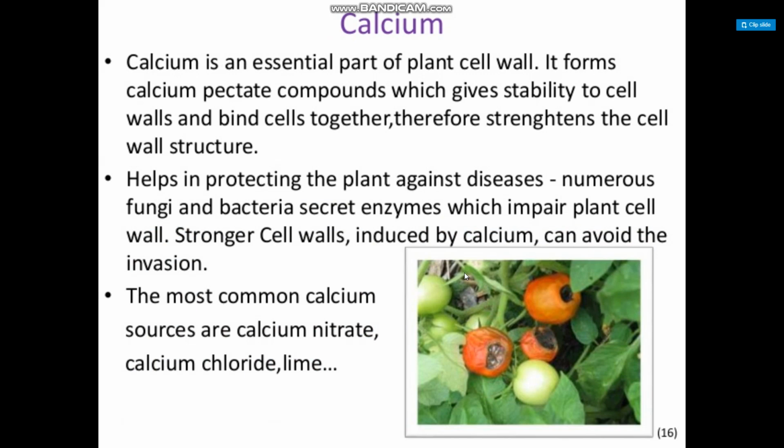The next nutrient is calcium. Calcium is an essential part of the plant cell wall. It forms calcium pectate compounds which give stability to the cell wall and bind cells together, therefore strengthening the cell wall structure and helping protect the plant against disease. Numerous types of fungi and bacteria secrete enzymes which impair the plant cell wall. A stronger cell wall induced by calcium can avoid the invasion. The most common calcium sources are calcium nitrate and calcium chloride, like lime.